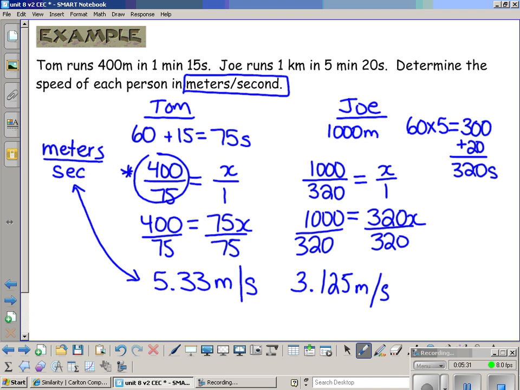So we have determined the speed of each. And you could therefore look at who is faster. Tom runs further in 1 second. Tom also ran 400 meters versus Joe's 1 kilometer.